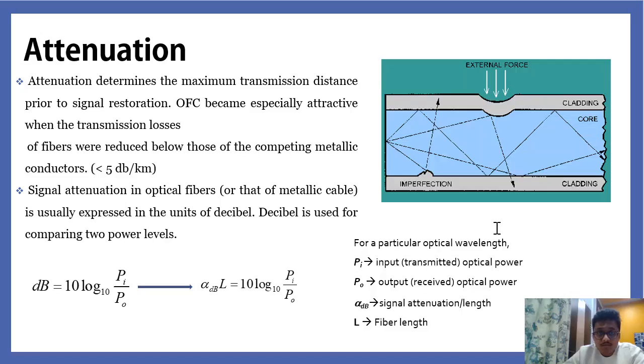Optical fiber cables became especially attractive when the transmission losses of fibers were reduced below those of the competing metallic conductors, which is less than 5 decibels per kilometer. Signal attenuation in optical fibers is usually expressed in units of decibels. Here, dB is the attenuation coefficient, which is equal to 10 log10 Pi upon Po. Here Pi stands for input optical power, whereas Po stands for output optical power. The attenuation can be written as alpha dB into L. Alpha dB is the signal attenuation per length and L is the fiber length.